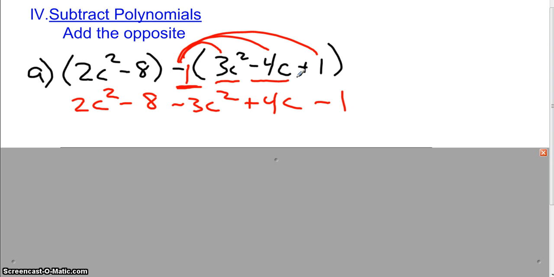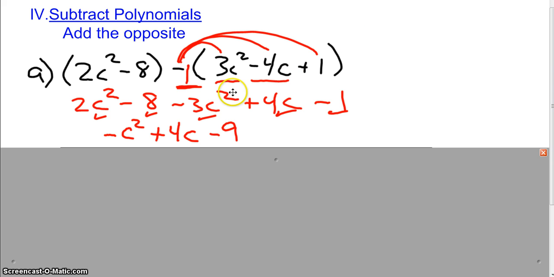Okay? And now we simply find our like terms. 2c squared and negative 3c squared leaves us with how many c squareds? Negative 1c squared. Okay? The next highest degreed term would be the c, right? I have nothing to combine to it, so 4c plus no other c's is 4c. Then I have my negative 8 and I have a negative 1. Negative 8 plus a negative 1 is negative 9.